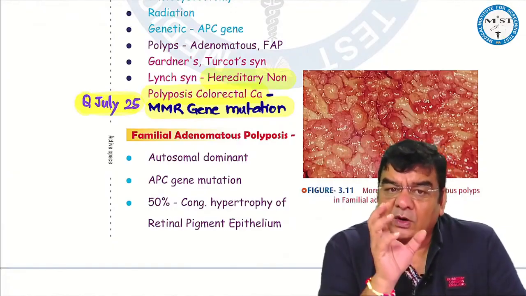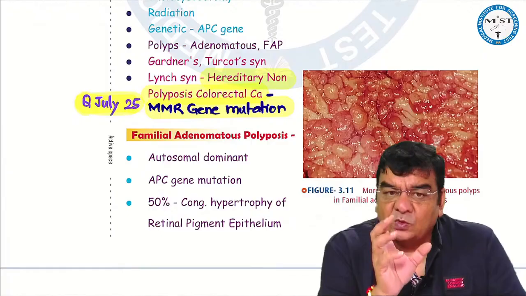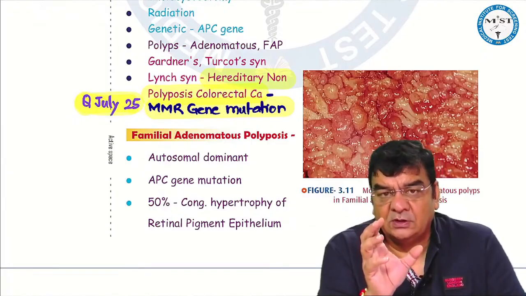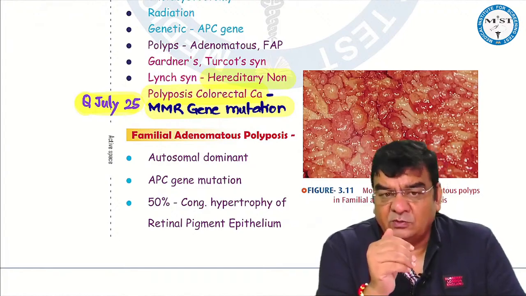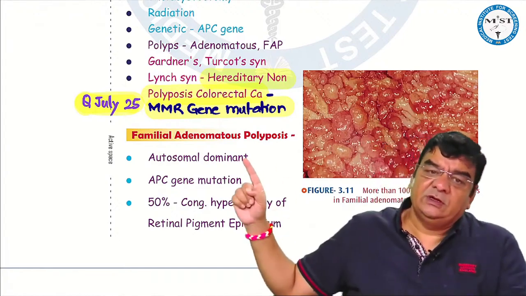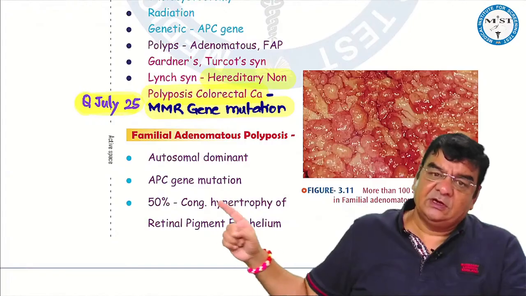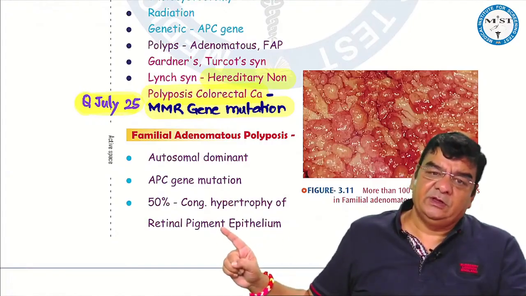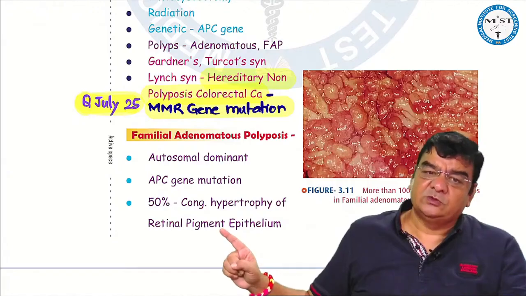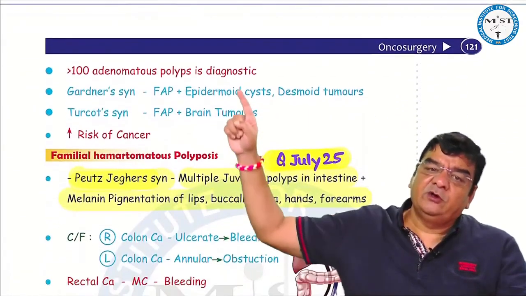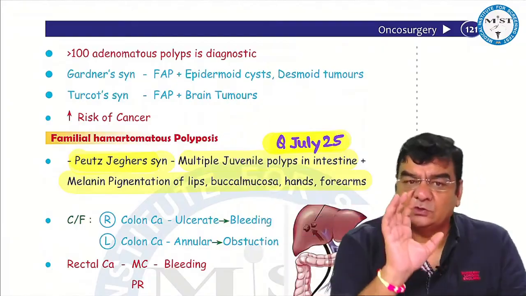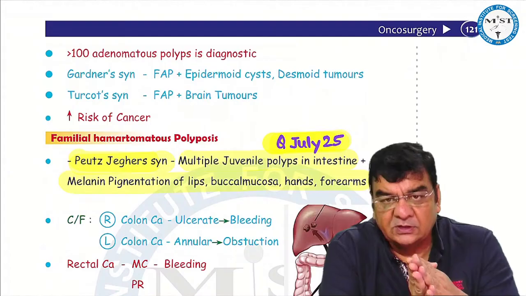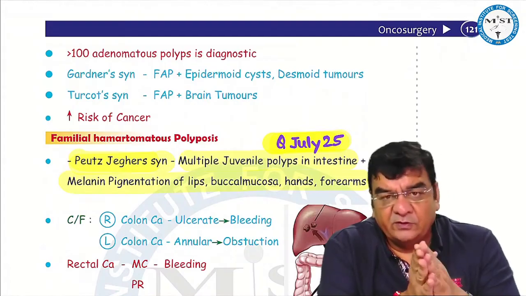Lynch syndrome or hereditary non-polyposis colorectal cancer can be associated with MMR gene mutation. Familial adenomatous polyposis is autosomal dominant. APC gene mutation will be there. 50% of the time there is congenital hypertrophy of the retinal pigment epithelium in familial adenomatous polyposis. If more than 100 adenomatous polyps are seen in the colon, it is diagnostic of FAP. Gardner's is FAP with epidermoid cyst and desmoid tumors, and Turcot's is FAP with brain tumors.